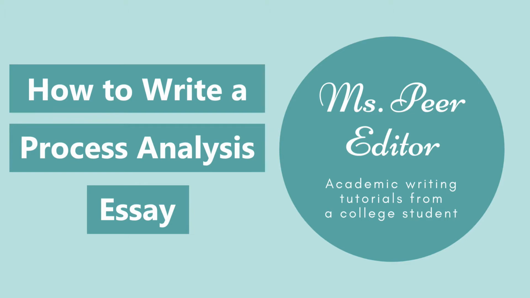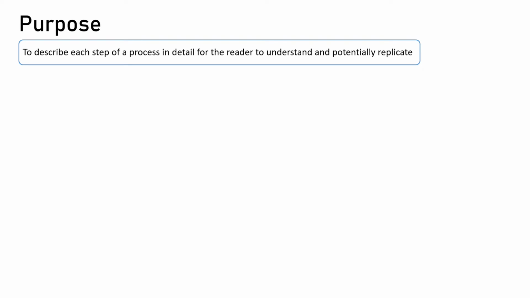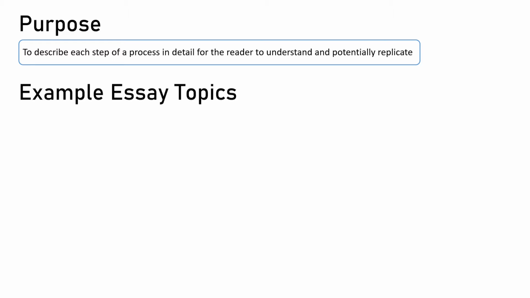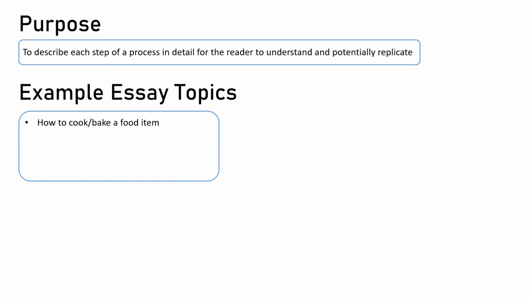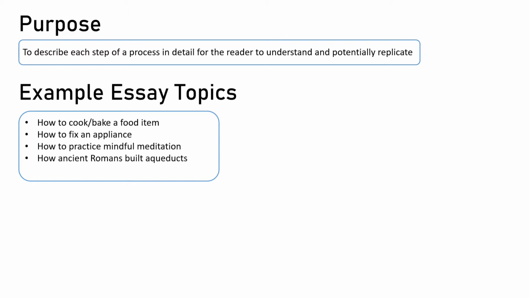Today I'm going to show you how to write a process analysis essay step by step using excerpts of a real essay that I wrote. Let's get started. The purpose of this essay is to describe each step of a process in detail for the reader to understand and potentially replicate. Some example essay topics include how to cook or bake a food item, how to fix an appliance, how to practice mindful meditation, how ancient Romans built aqueducts.